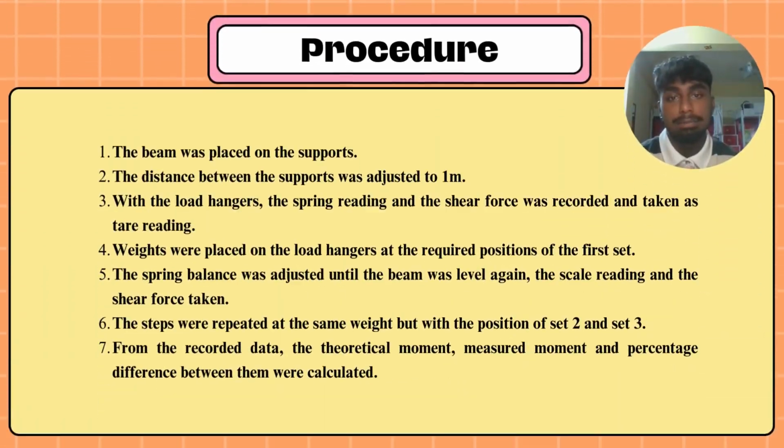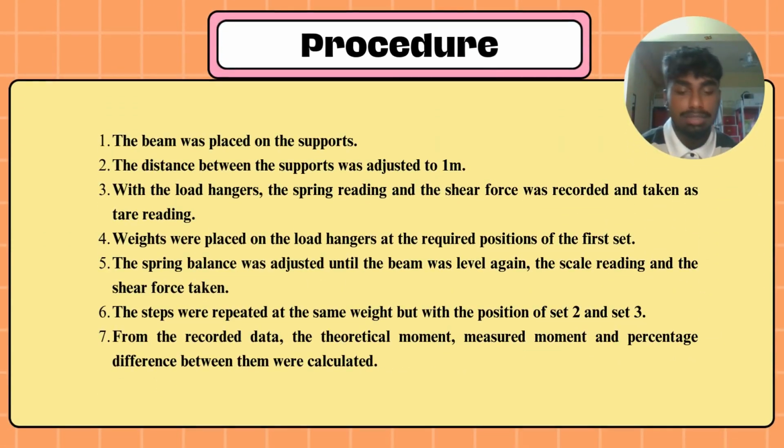Alright, so this is the procedure of this experiment. First, the beam was placed on the support and the distance between the supports was adjusted to 1 meter. With the load hangers, the spring reading and the shear force were recorded and taken as tare reading. And the weights were placed on the load hangers at the required position of the first set. The spring balance was adjusted until the beam was level again.